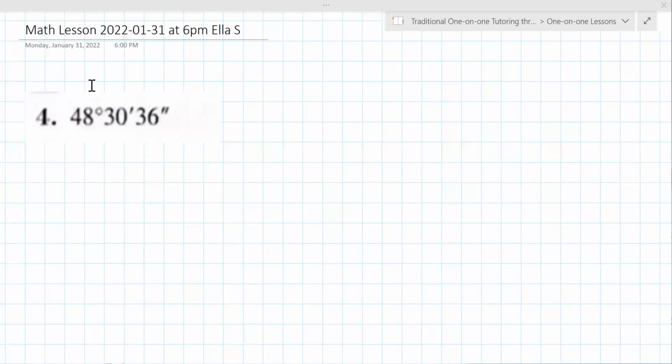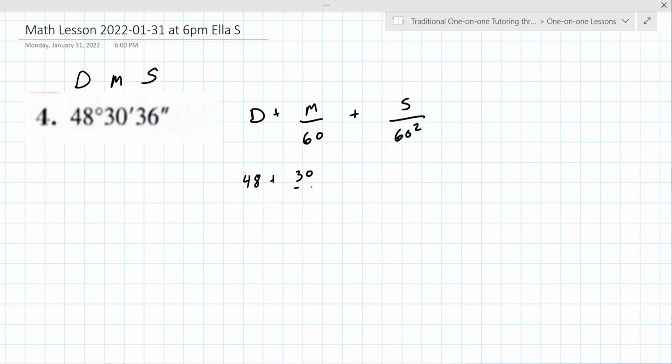A recipe. So this is degrees, this is minutes, and this is seconds. Hopefully you saw that in class. The formula is degrees plus minutes divided by 60 plus seconds divided by 60 squared. So you just grab your calculator if you've got one. If you don't, I'll do it for you.